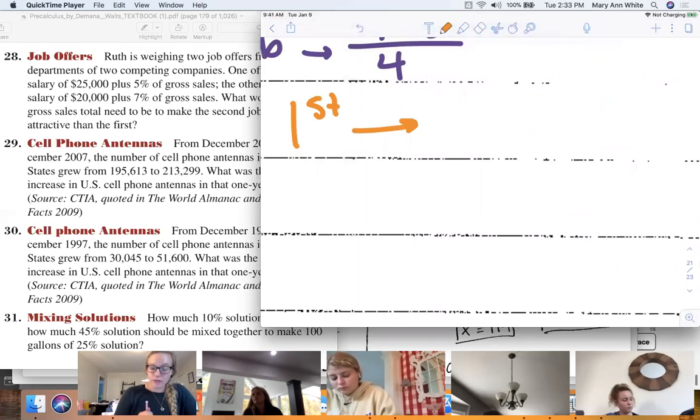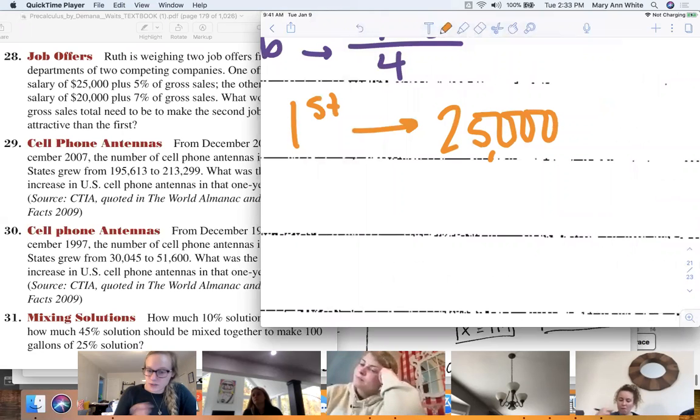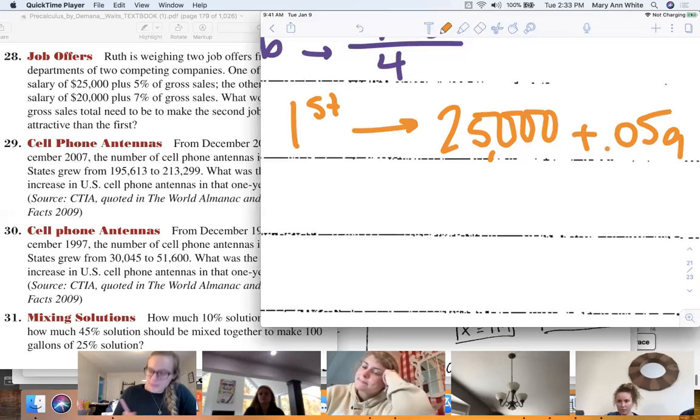So this is important for her to know which job is the best job so that she can make the most money for the same amount of sales. So the first job, she's making $25,000 no matter what. But then depending on how much she sells, she makes 5% of that. I'm going to use the variable G.